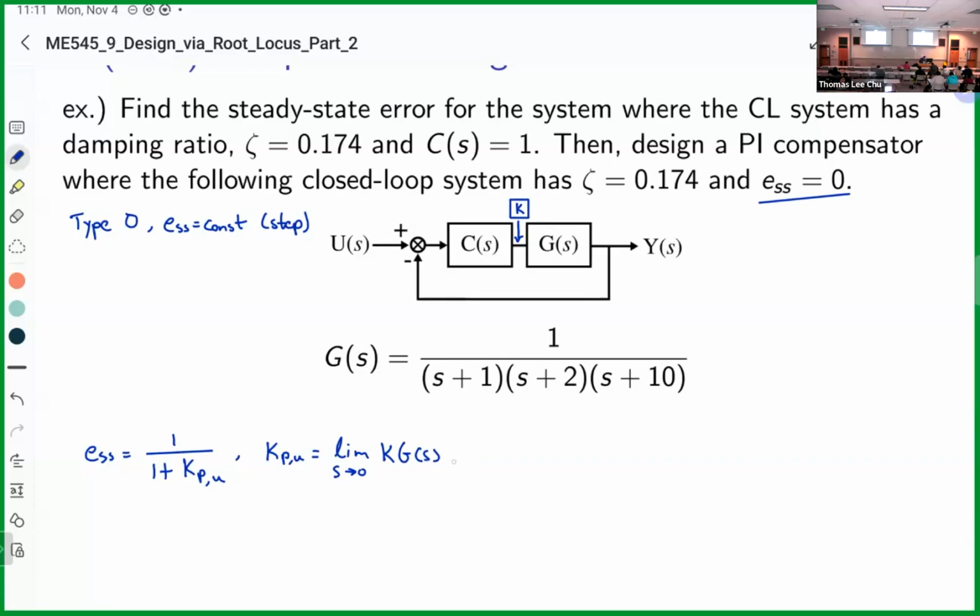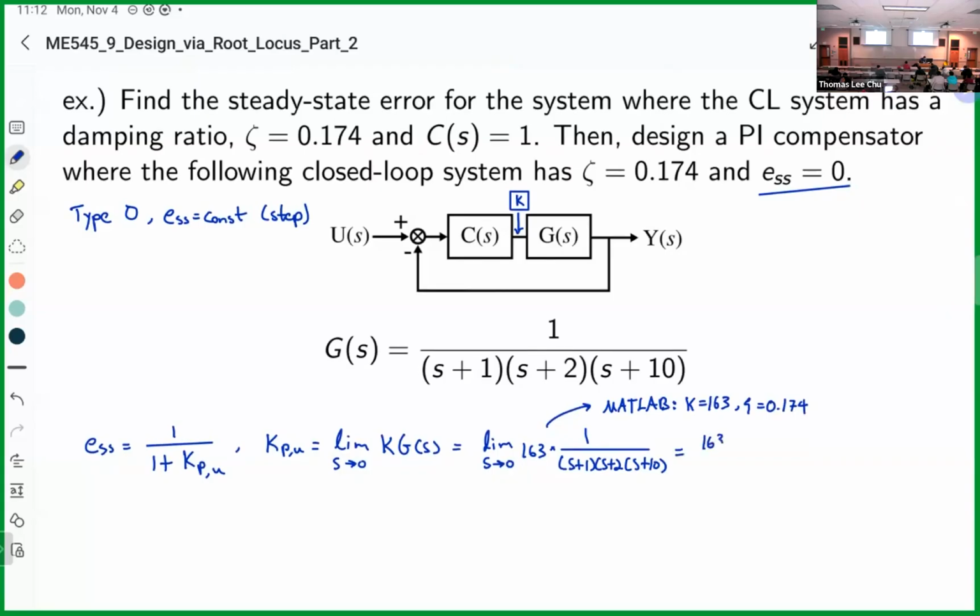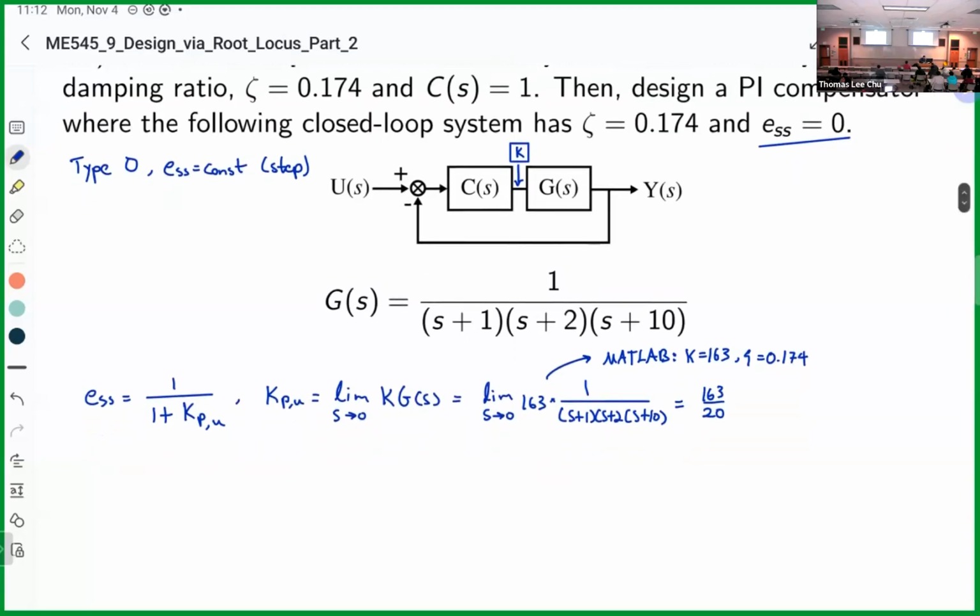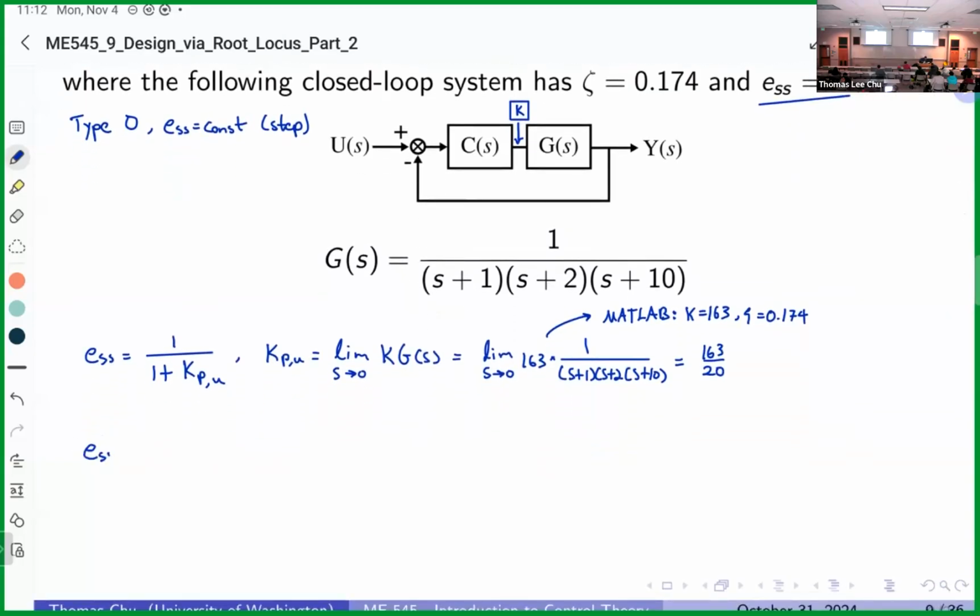From MATLAB, we found that K is equal to 163, which corresponds with damping ratio 0.174. And we get 163 over 20. Then we apply that to our ESS equation: ESS is equal to 1 over 1 plus 163 over 20, which is equal to 0.109.